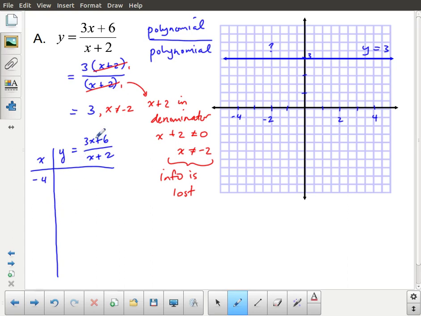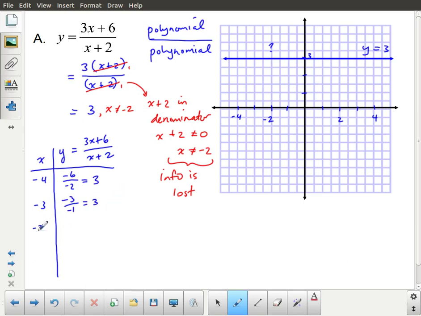So what happens when I put negative 4 in here? 3 times negative 4 is negative 12. Plus 6 gives me negative 6. Divided by negative 4 plus 2 is negative 2. And negative 6 divided by negative 2 is equal to 3. What happens when I put in x equals negative 3? 3 times negative 3 is negative 9. Plus 6 is negative 3. Divided by negative 3 plus 2 is negative 1. And negative 3 over negative 1 is positive 3.